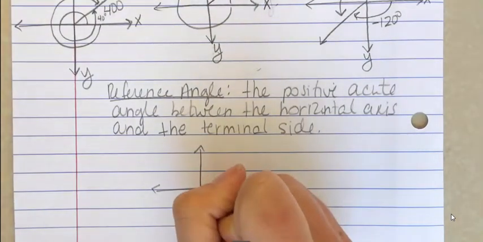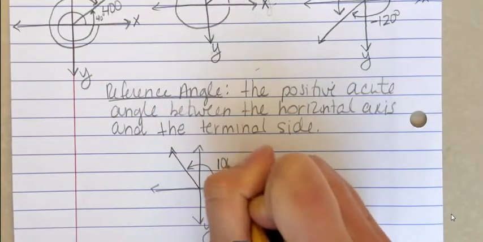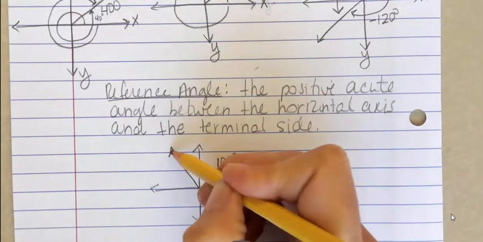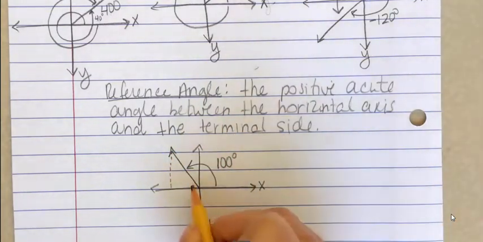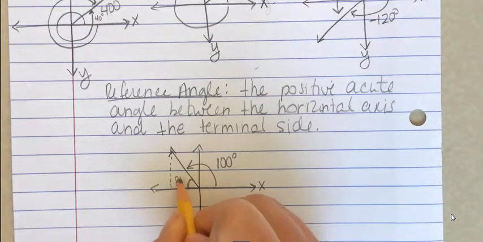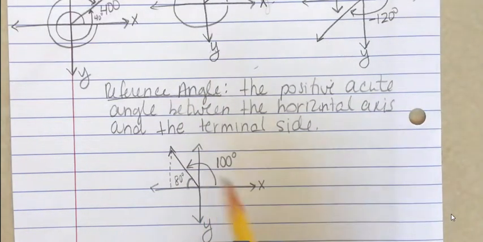Why don't we do, how about 100 degrees to make the numbers easy? So here's my 100-degree angle. Now your reference angle, basically you take that terminal side and you draw an acute right triangle. So I'm going to bring this side down, and it's this acute angle right here that touches both the horizontal axis, or the x-axis, and the terminal side. So here my reference angle is going to be 80 degrees. That's my reference angle. And you can have a reference angle in any of these quadrants, and I'll do more examples so that you understand.